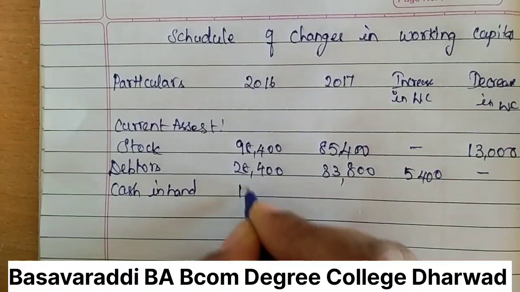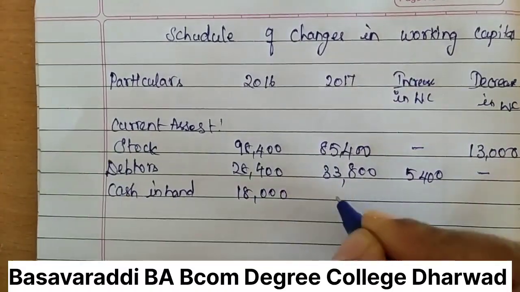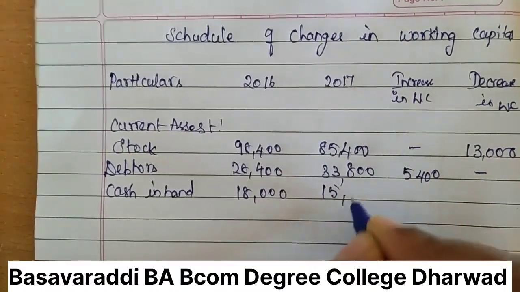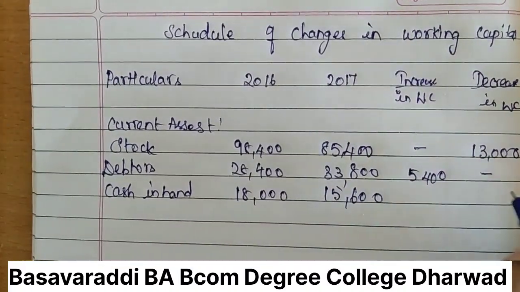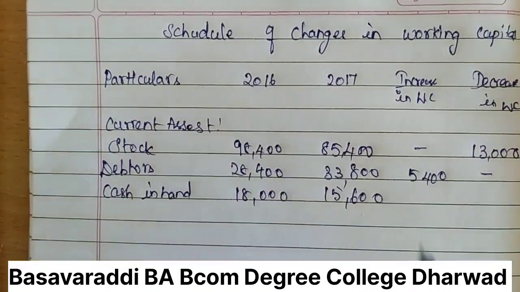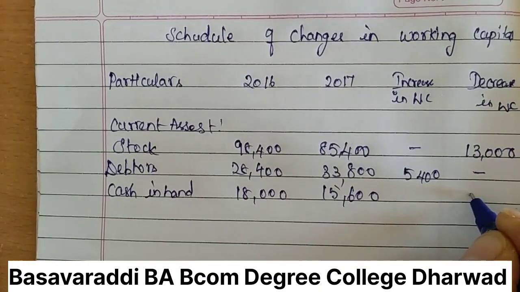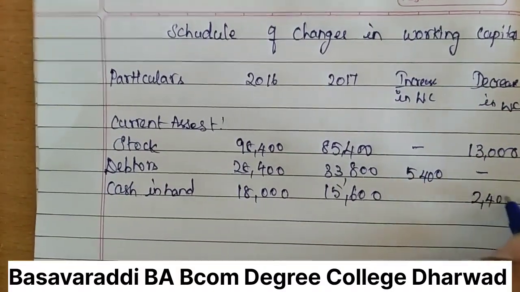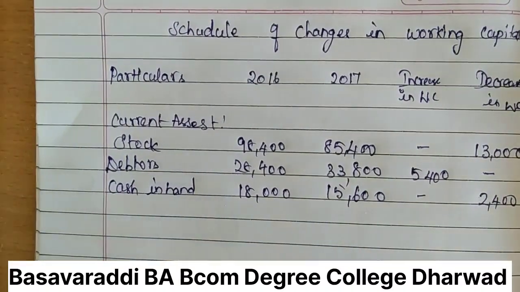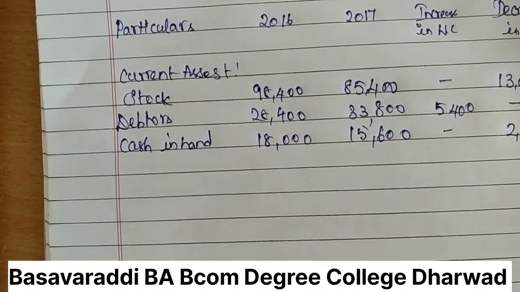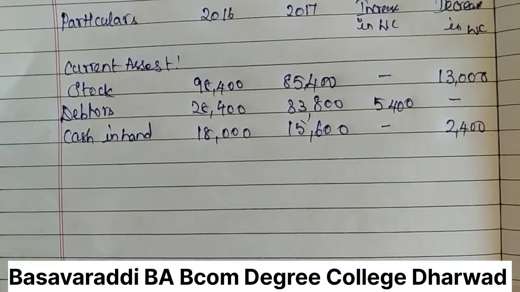The next one is cash in hand. Cash in hand 18,000, 15,600. What happened here? Again it is decrease. We have to enter in the decrease in working capital. What is the difference? 2,400.